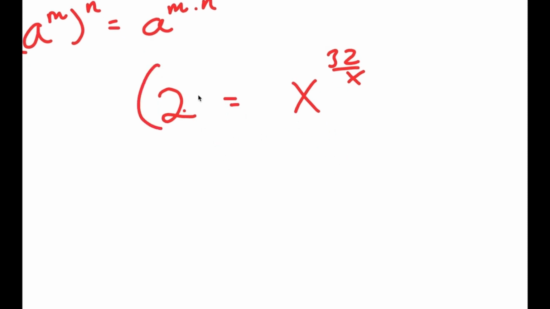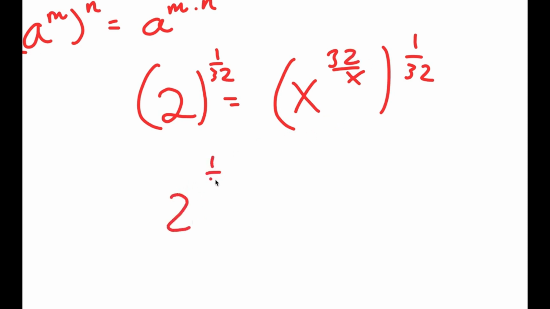Now, from here, I'm going to take the power of 1 over 32 on both sides. And as you guessed, we're doing this to get rid of this 32 on my right-hand side. So for my left-hand side, I just have 2 to the power of 1 over 32. Now for my right-hand side, these two are going to cancel out. So I get x to the power of 1 over x. That's all that's remaining.